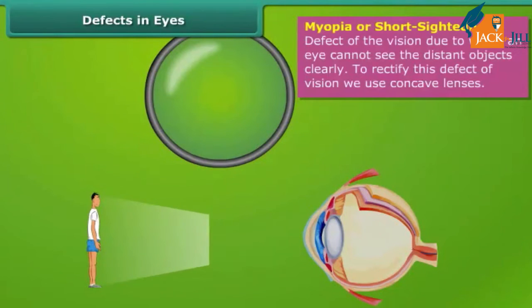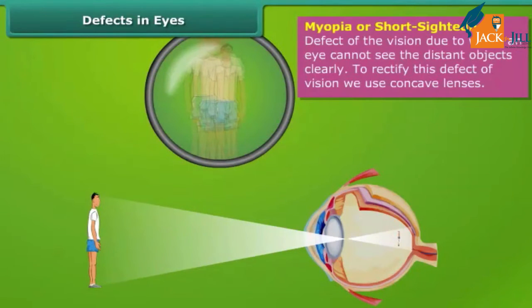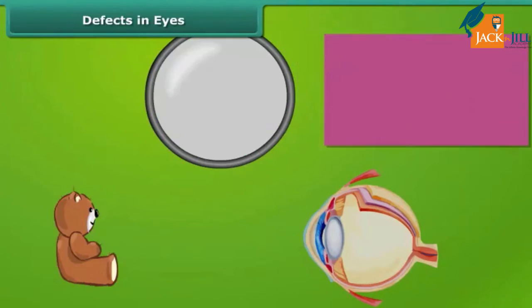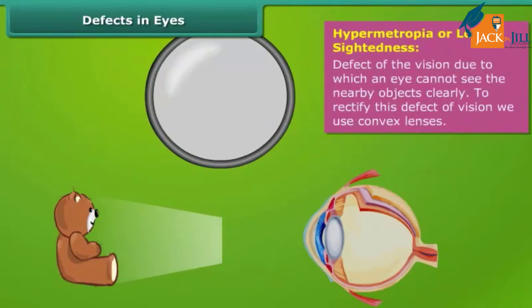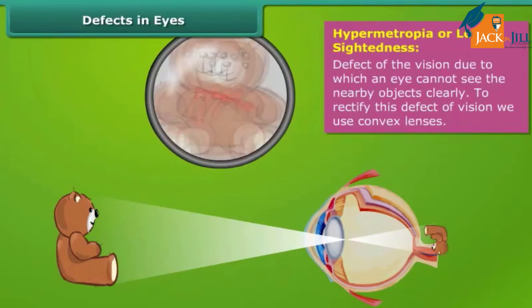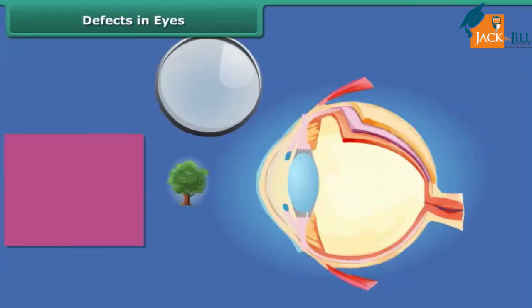Myopia or short-sightedness, a defect of vision due to which an eye cannot see distant objects clearly. To rectify this defect of vision, we use concave lenses. Hypermetropia or long-sightedness, a defect of vision due to which an eye cannot see nearby objects clearly. To rectify this defect of vision, we use convex lenses.